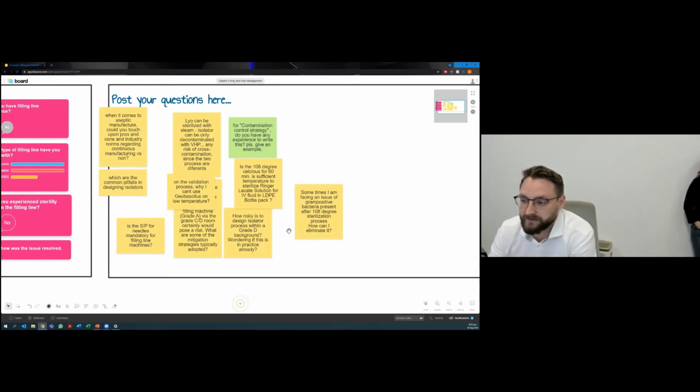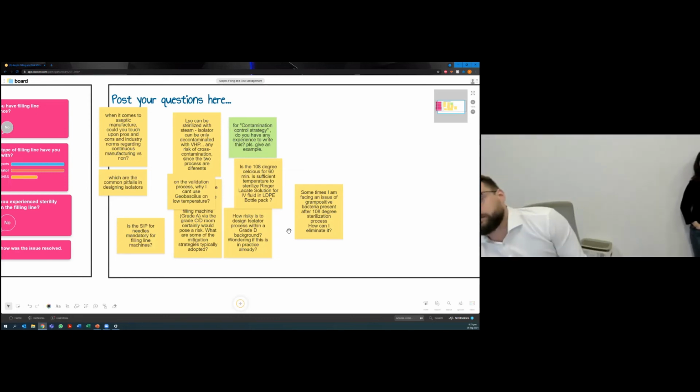And then as far as SIP in the needles after installation, I think that's another assurance that you can get that the interior surface of your needles is sterilized. But again, that's a very big capital investment. Depending on your machine size and number of needles, is it worth it? All that would have to be evaluated via quality risk assessment. But I've actually never seen an SIP of needles after they've been installed. That would be interesting.